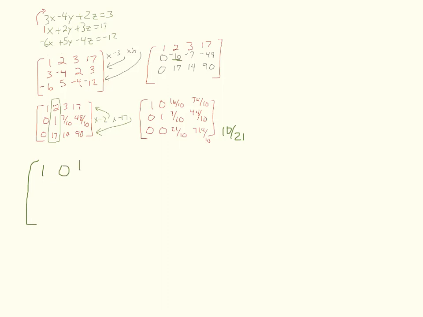16 over 10, 74 over 10, 0, 1, 7 over 10, 48 over 10. And now we have 0, 0, 21, 10 times 10, 21 gives you a 1. And 7, 14 times 10 over 21 gives you 34, which we know is not correct. So let's find out what we did wrong again.